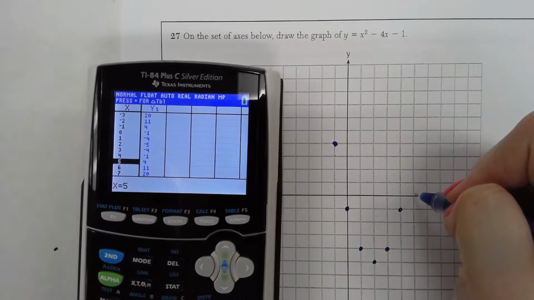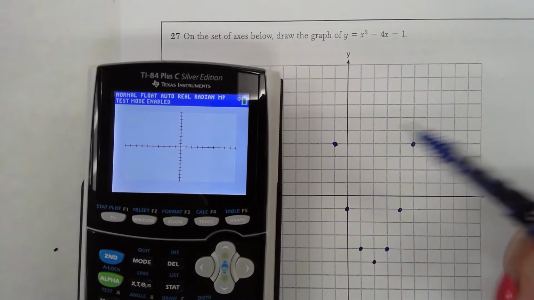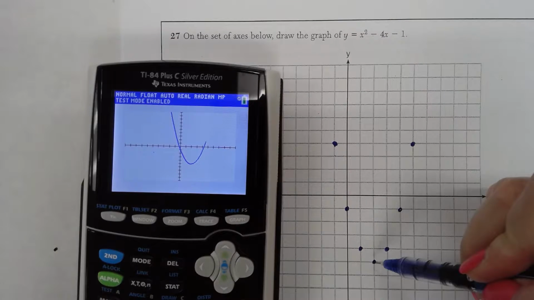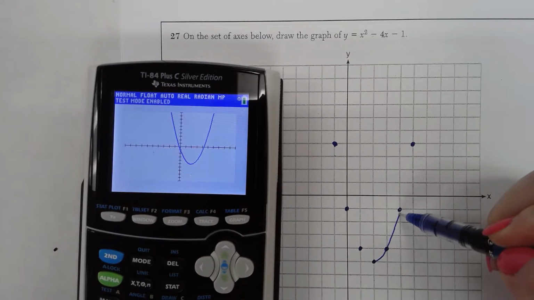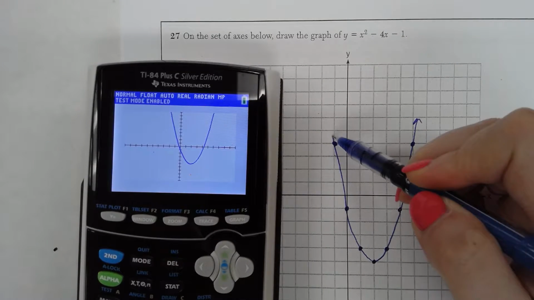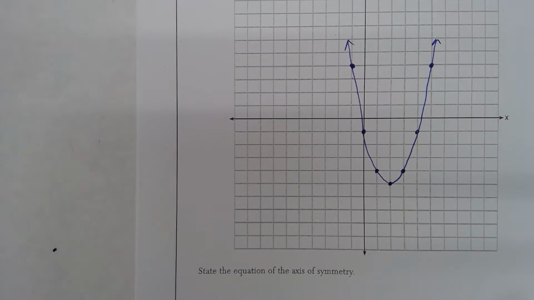5, 4. So then if I look at my picture, because at least my calculator will give me an idea of what this should look like, and it should match what I have. So I'm just going to draw that U shape as well. Remember, this graph continues, so you got to throw arrows on the ends. So there's my parabola. And then it says state the equation of the axis of symmetry.